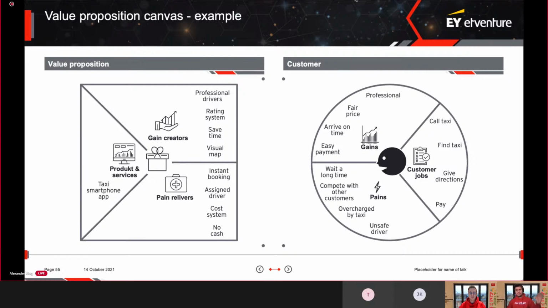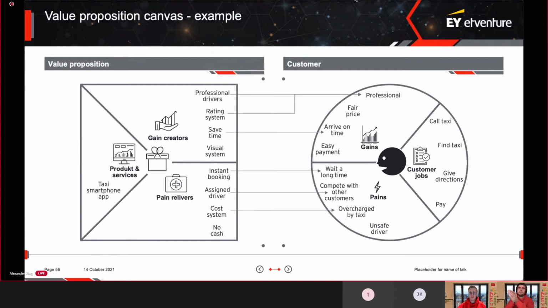And when you have your customer on the right side with all the pains and gains and customer jobs, you think of your idea, maybe the best three ideas, and bring up this value proposition: okay, this is the idea. What kind of features do we need to bring up here for the customer to solve his problems, and what kind of features can we bring to make the product even better?